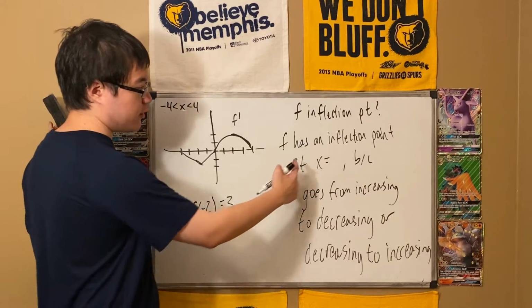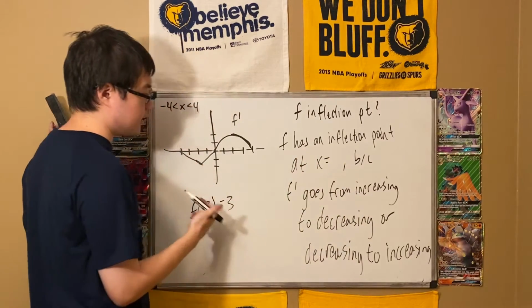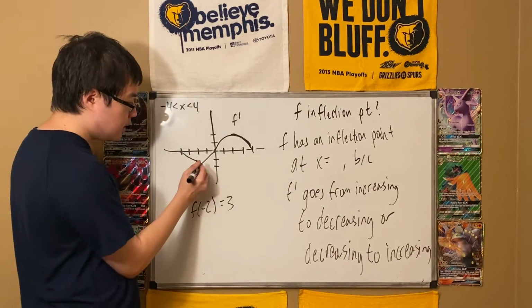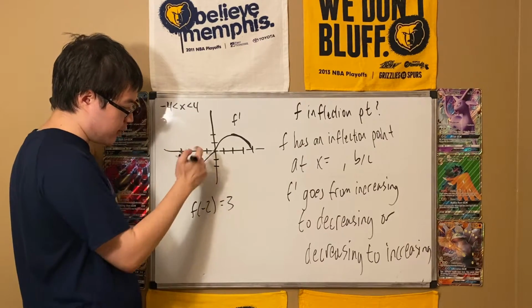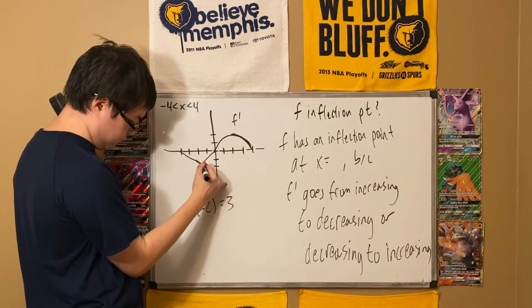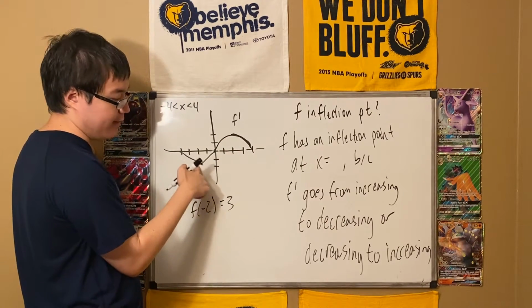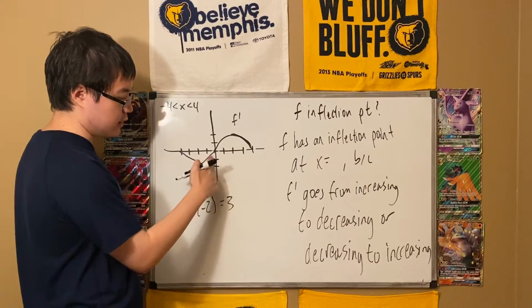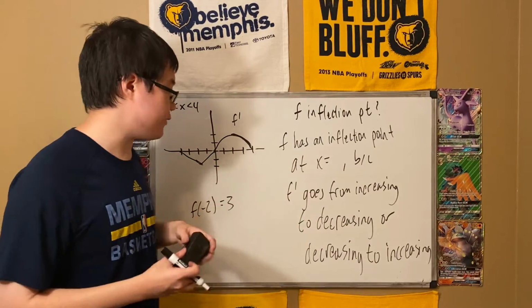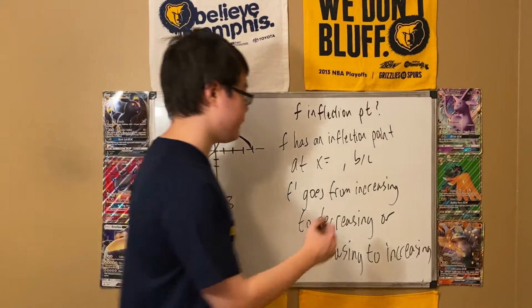So again, what we're going to be looking for is where f prime goes from increasing to decreasing or decreasing to increasing. So it looks like it's this point right here, because f prime goes from decreasing, it's literally going down, then it's literally going up, because in this case, f is concave down and then f is concave up, because f prime is decreasing, f prime is increasing, so f changes concavity. So it looks like one of the answers is -2.